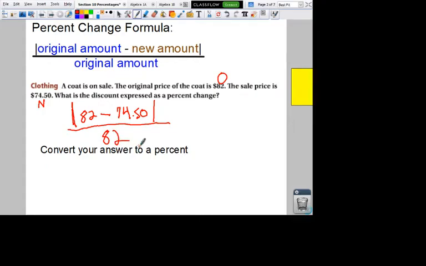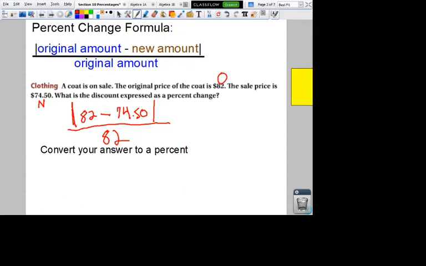The reason we have absolute value bars is because when we talk about percent of change, if we don't have absolute value bars, we might get a negative percent, and we don't want negative percents. We just want percent. So what I'm going to do is I'm going to plug this whole thing into Desmos.